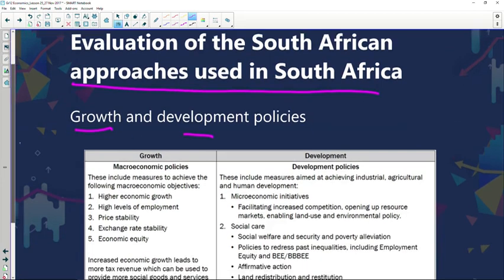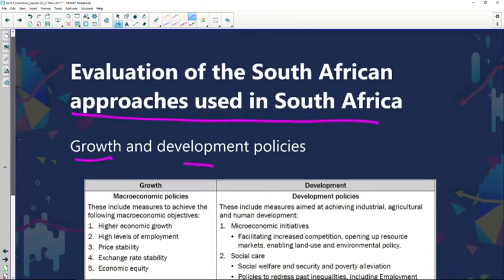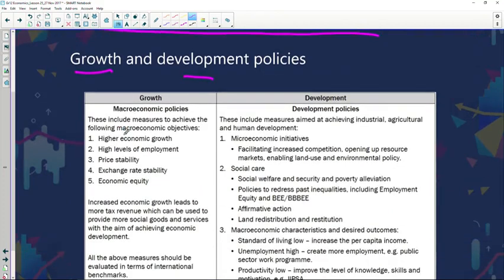Okay, so I'm going to show you this table that I've got here, and then we are going to discuss some of the policies in terms of growth and development, looking at some of the macroeconomic policies and also looking at development policies as well. So let's get started. So here's my table. These include measures to achieve the following macro objectives.